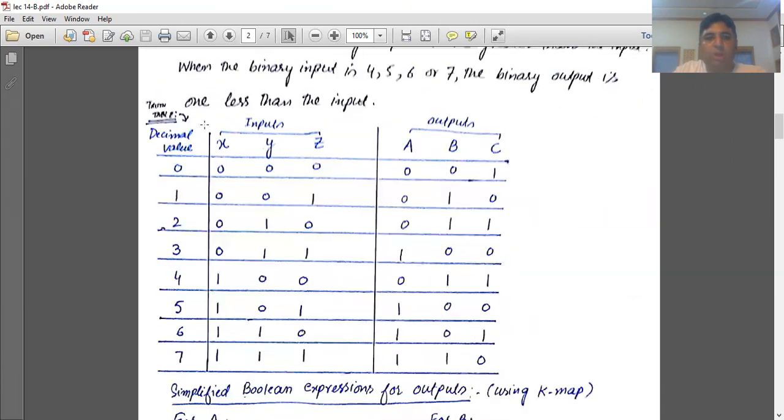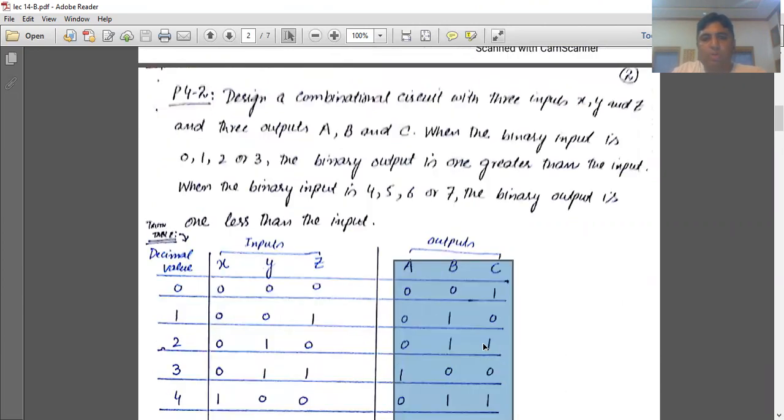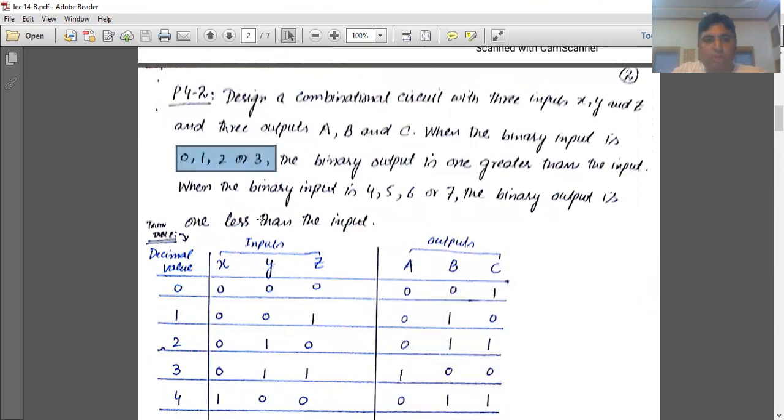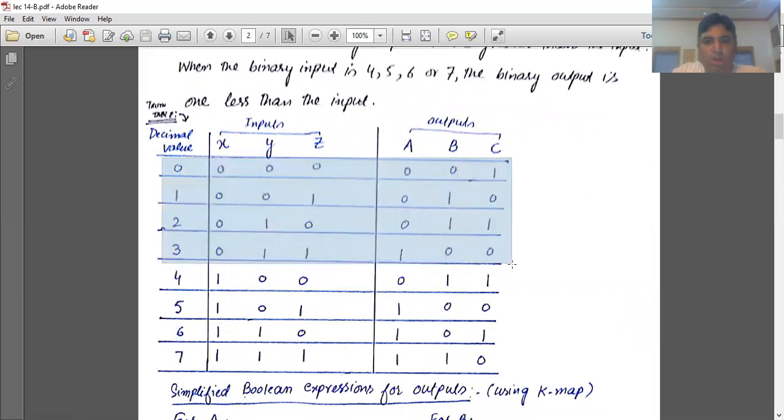So we have taken three inputs X, Y, and Z, and we have written their 8 combinations from 0 to 7, and we have taken three outputs A, B, and C. So what is the relation of output with the input? When the binary input is 0, 1, 2, and 3, I have written the decimal equivalents here. This is 0 to 7 decimal. So when the binary input is 0, 1, 2, and 3, the output is 1 greater than the input.